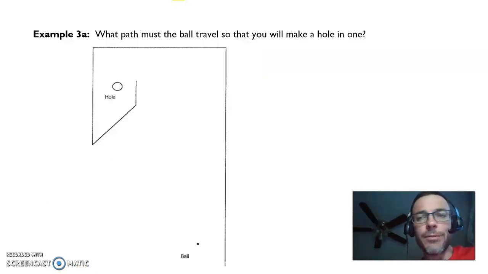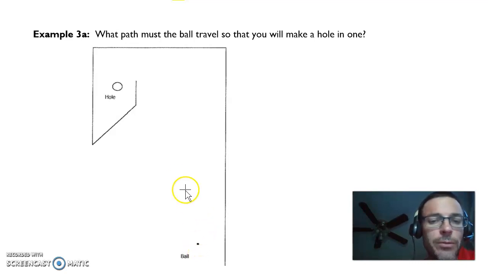Alright, so now we get to some pretty fun stuff, I think. We're going to start talking about reflections. And what we're looking at here is a mini golf hole. You know, all of us have probably seen, if not played, mini golf. We look at a ball down here, and we've got the hole up here. And we have to bank the ball in if we want to make a hole-in-one.